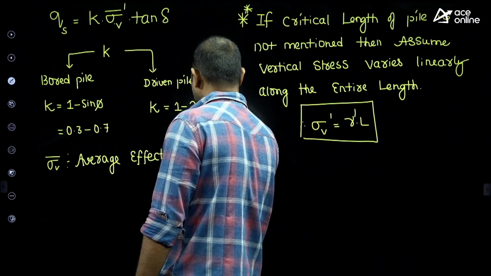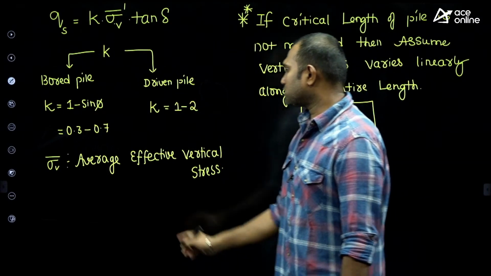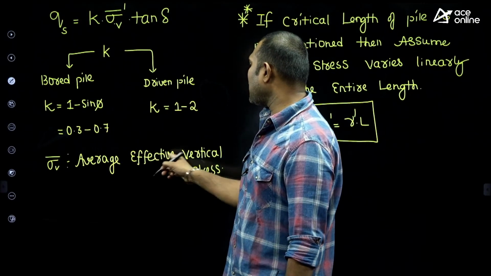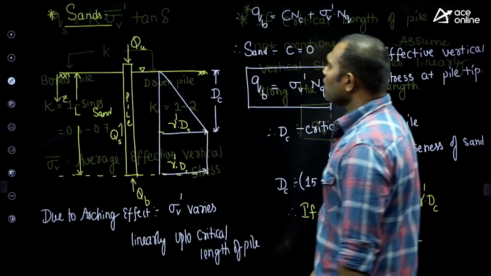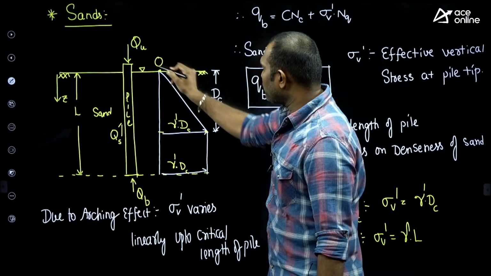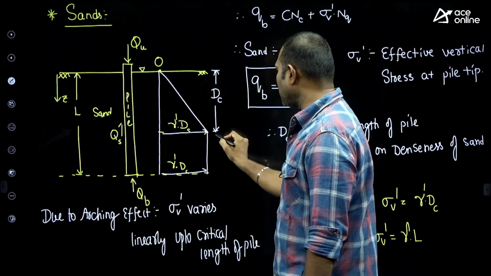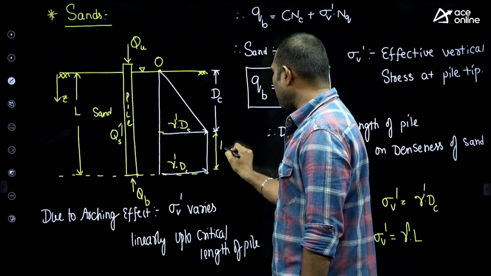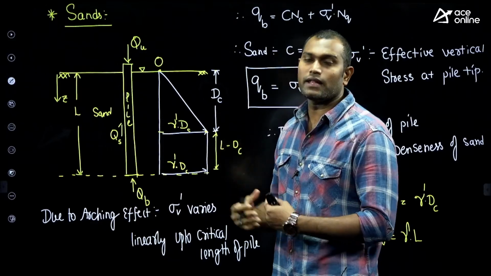Average effective vertical stress. So sigma V bar is nothing but the average effective vertical stress. Now, what is the average effective vertical stress, sir? From the top to DC, the variation looks linear, and in the remaining length L minus DC, the variation is uniform. So I need to find out the average.